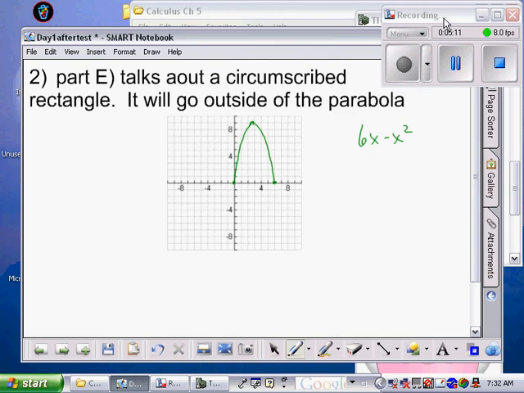Now, the circumscribed rectangle means that it goes around this piece of the graph. So it's outside of it as opposed to inscribed, which means inside. So we're going to hit at the corners here, and then we'll hit the vertex, and that's what they're talking about when they talk about the circumscribed rectangle on problem number 2.